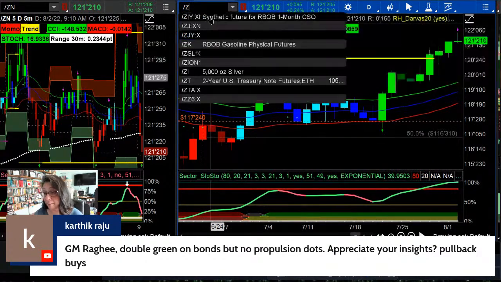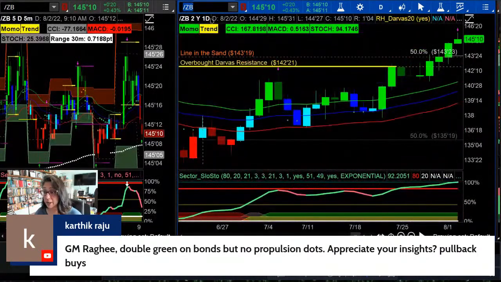So I have green grab candles, but I do not have double green. So my insight is we're still dealing with chop. That's my insight until we go double green. And by the way, a lot of traders ask, okay, Rag, why aren't NASDAQ and bonds double green? You know, this tool that you use.